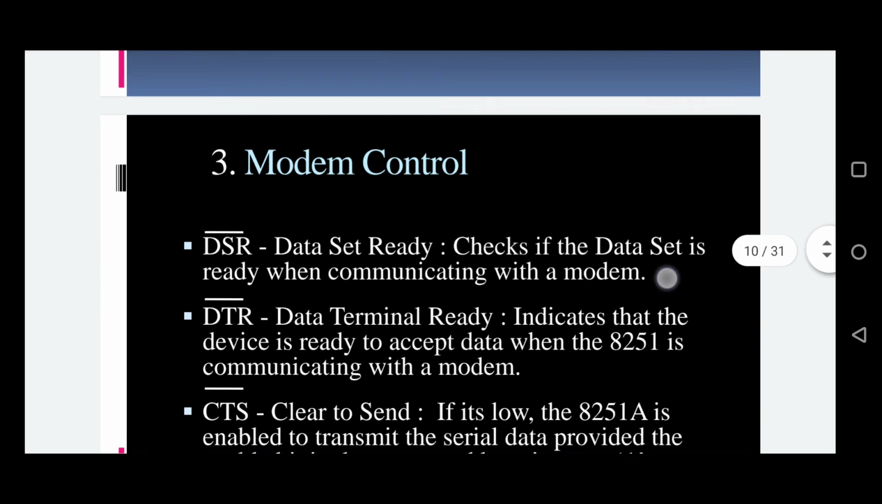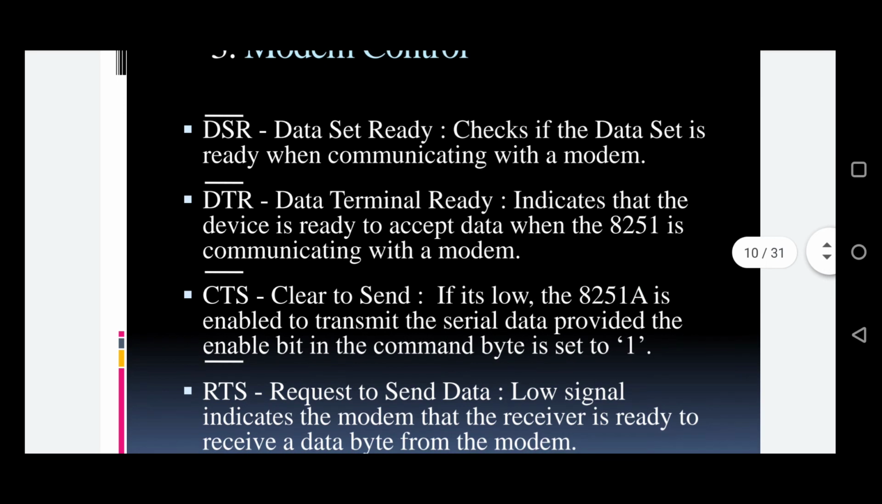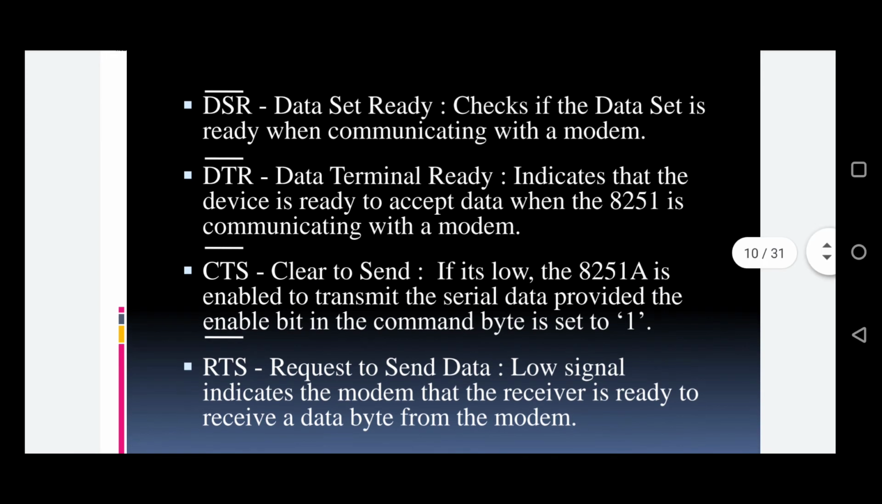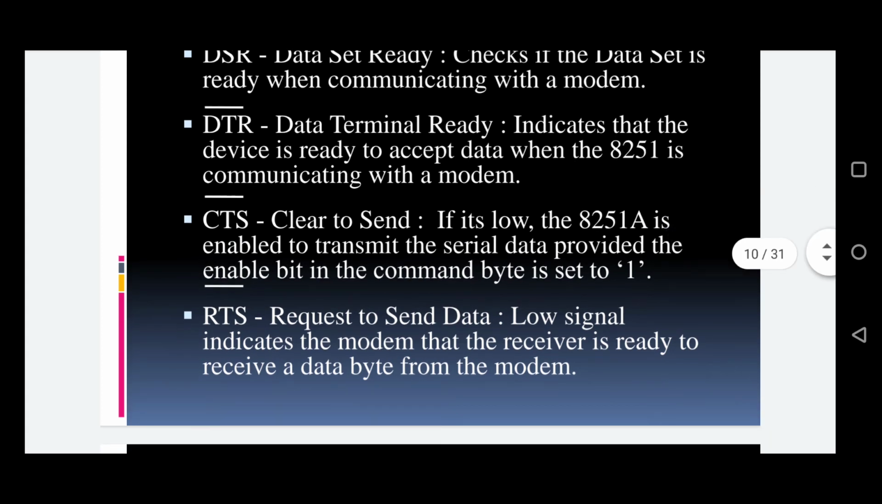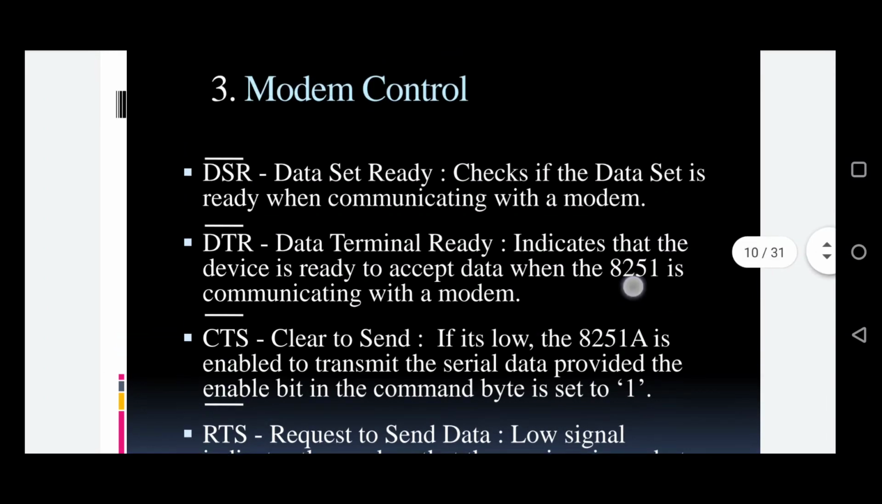The third block is modem control. The modem control does the handshaking process, mainly used for transmitting or receiving the data. These are the 4 signals I already explained. DSR is data set ready, which checks whether the data set is ready when communicating with your modem. DTR, data terminal ready, indicates that the device is ready to accept the data. CTS is clear to send, and RTS is request to send. These four are called the modem control signals.